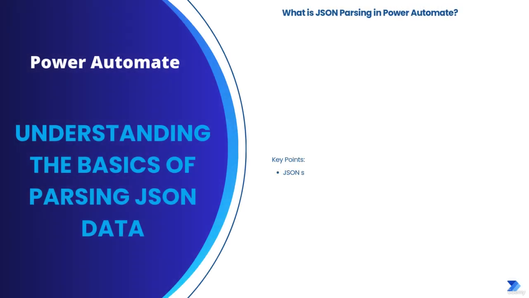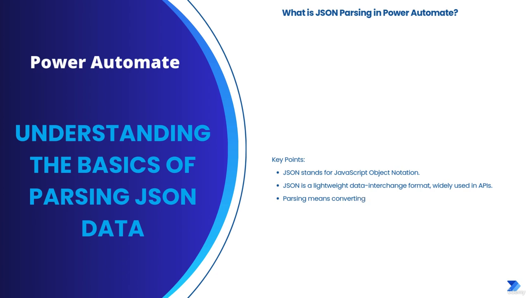Introduction to JSON parsing. Let's start by understanding what JSON parsing is and why it's essential for Power Automate. JSON stands for JavaScript Object Notation, and it's a lightweight format used to structure and transport data, especially between web services and applications. In Power Automate, when you retrieve data from a web service or an API, it's often sent in a raw JSON format, essentially a string of plain text.